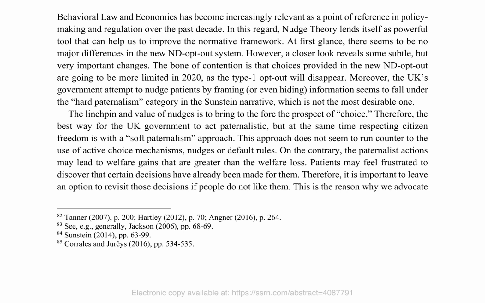However, concerns arise with the UK's new ND opt-out system, which may be seen as hard paternalism, due to limited choices. A soft paternalism approach is advocated, promoting choice while respecting citizen freedom and welfare gains. This approach aligns with active choice mechanisms, nudges, and default rules, emphasizing the importance of revisiting decisions.